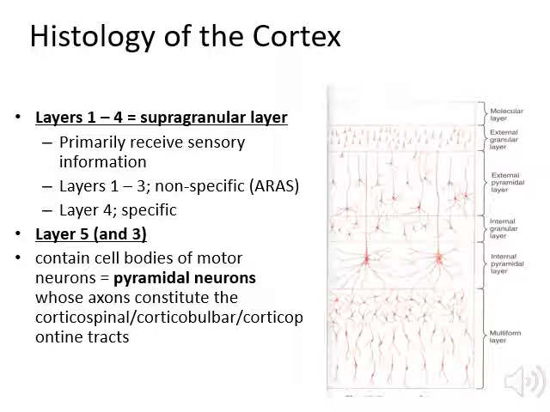Layer 5 and layer 3 often contain the cell bodies of the motor neurons, especially the ones called the pyramidal neurons. Their axons project to form the corticospinal, the corticobulbar, and the corticopontine fibers. Those axons go down, form the internal capsule, and the motor fibers go through the cerebral peduncle, basilar pons, and pyramids, and an 88% decussation. All of those axons come from the pyramidal neurons, most of them in layer 5, some of them in layer 3.